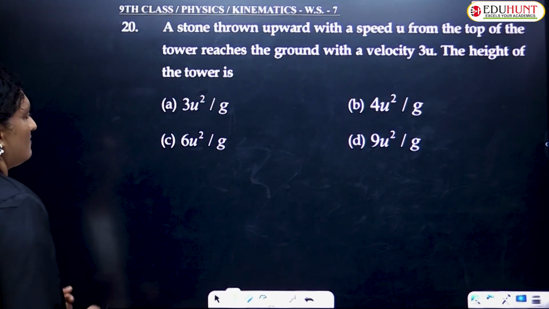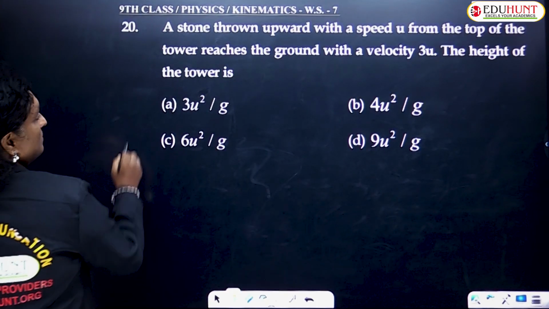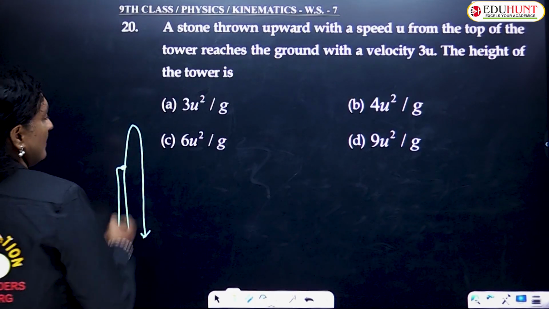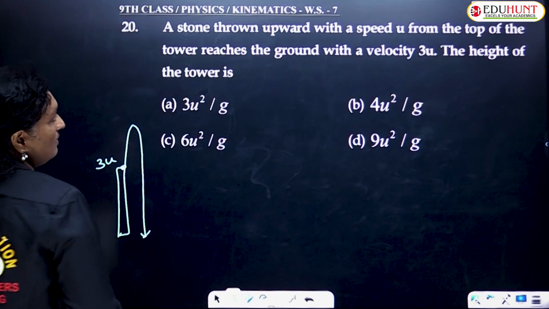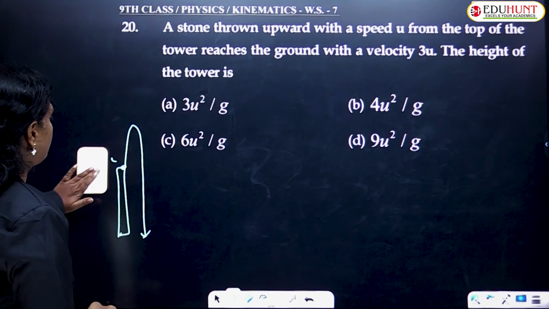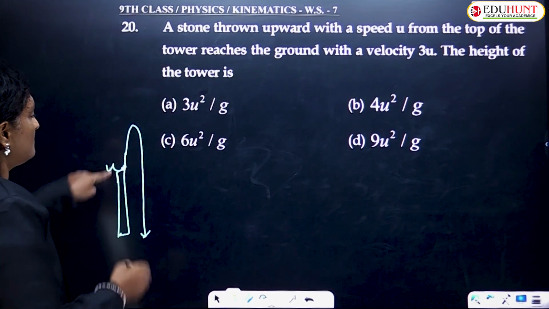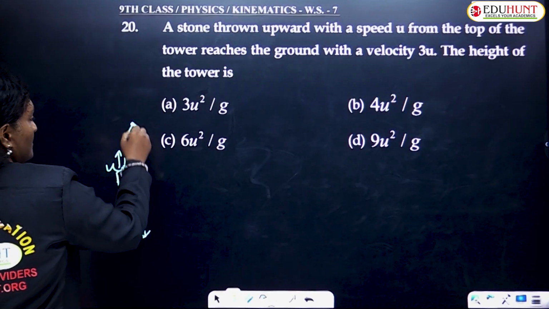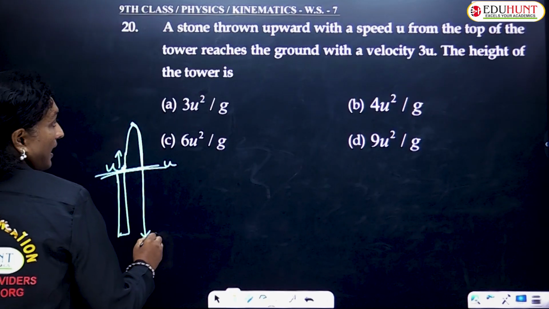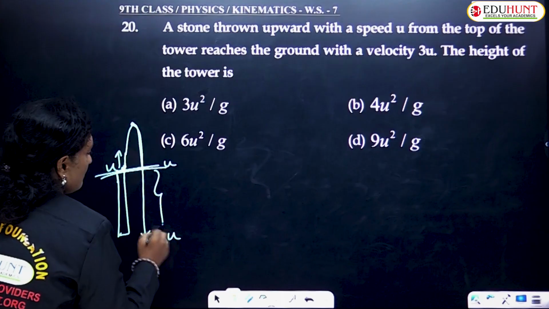The height of the tower is, again the same question, tower is there. From this tower, the body is thrown upwards, it may fall downwards. What velocity have they covered? 3u velocity. The height of the tower is, yes, the stone is thrown upwards with a velocity of u. Finally, it becomes 0. Again comes back. So, same in height means again here also u, and reaches the ground at a velocity of 3u. You are asked to find out the value of h.